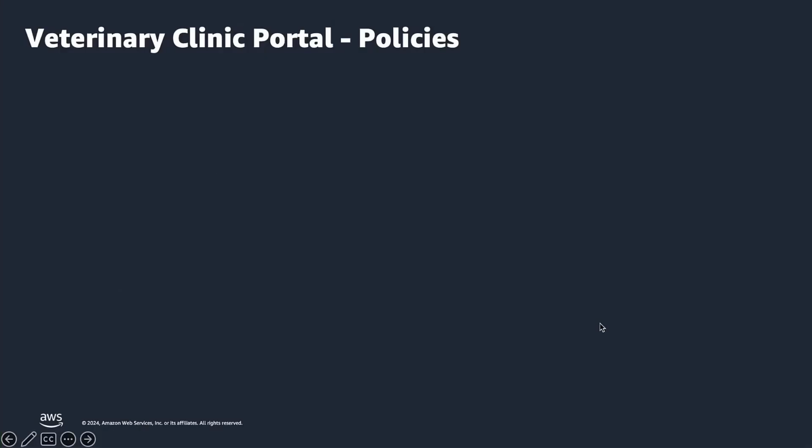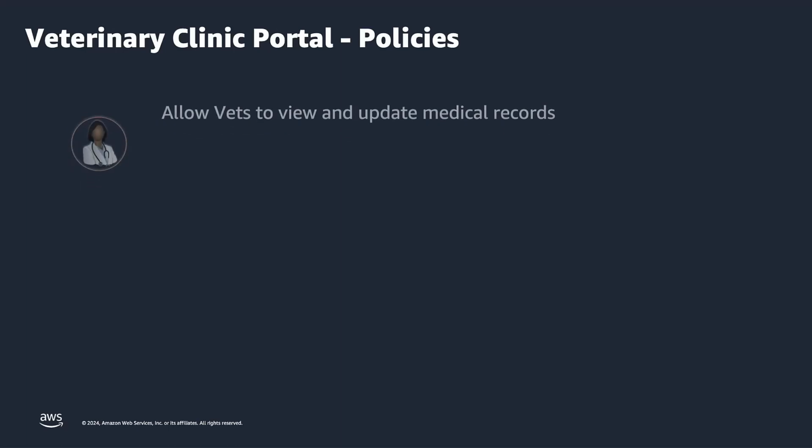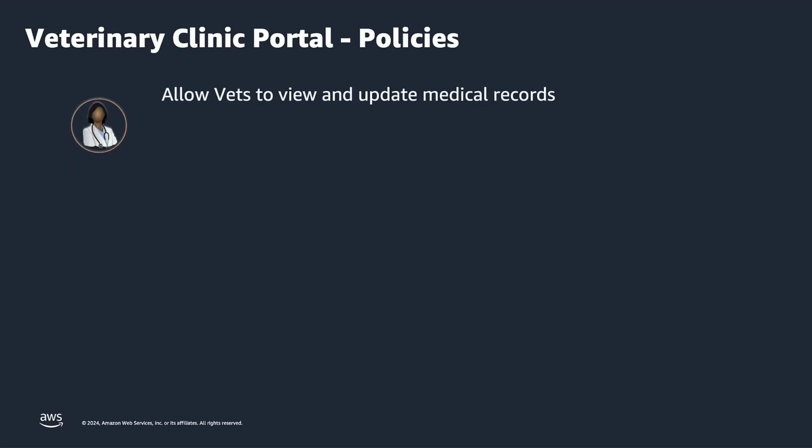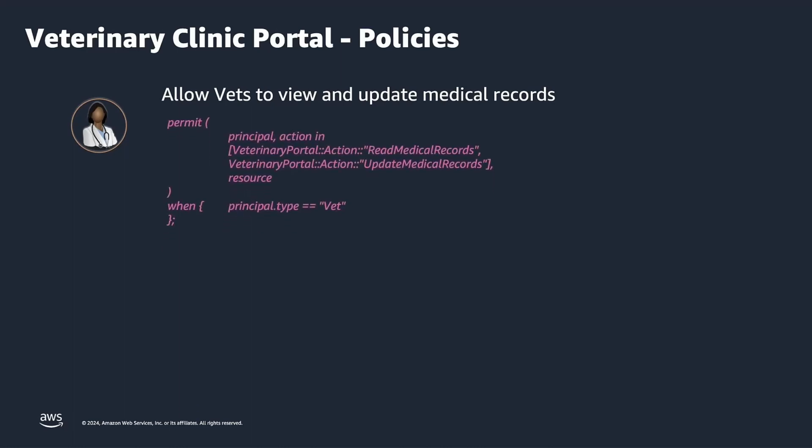Now, let's take a look at a policy for vets. What if there are users that require multiple permissions? For example, vets need to have read and update permissions on medical records. For this, we will define a permit policy with actions as read medical records and update medical records, along with a condition on the principal type attribute.